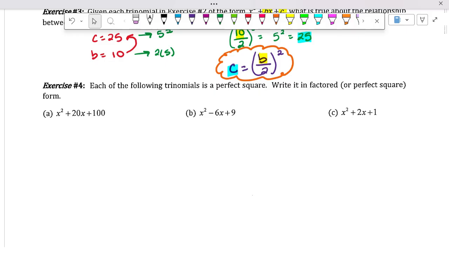Let's look at these real quick. Each of the following trinomials is a perfect square. We're going to write it in factored form or in perfect square form. So in other words, the easiest way to do this, since they're perfect squares, you take the square root of the first and last term, keep the sign of the second, and then write it in this form. Some binomial all squared.